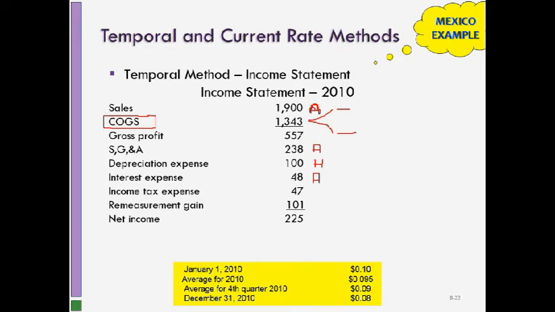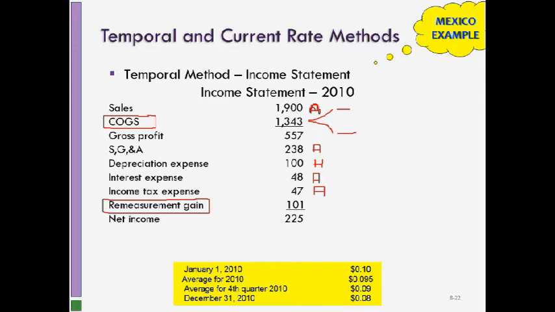There may be just a rounding error here. Interest expense, we're rounding the other way. Income tax expense, we are rounding the other way. And there we have a remeasurement gain. We're going to come back to this one. This is the other tricky one that we need to consider. So we've got cost of goods sold to deal with. We've got remeasurement gain to deal with. Many moving parts here. But we need to go to the balance sheet before we can work out this remeasurement gain.